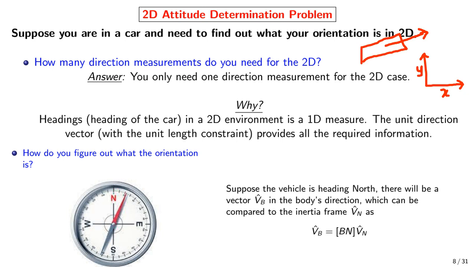You find the resultant for the x and the y. That's it. I can draw it this way, right? And call it the resultant. I can draw it this way and call it the resultant, right? So that is what I mean by you only need one measure. You only need the resultant. You only need the unit direction vector, which is your resultant, which will provide all the required information for your car's orientation.